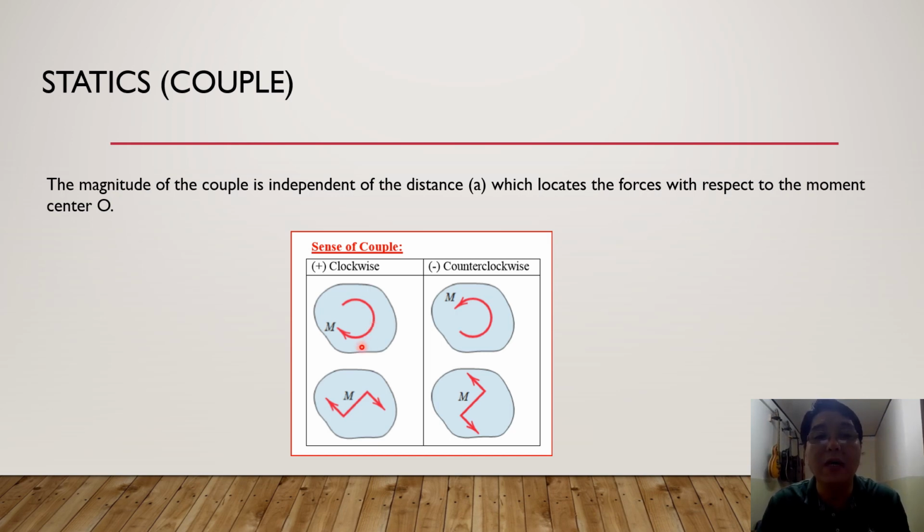Kapag meron tayong ganito na nakita sa mga beams and sa analysis natin mamaya, ang ibig sabihin niyan, clockwise couple or clockwise moment po yun. Okay. Pag naman ganito, counterclockwise po yung moment natin. So, ito, another representation ng couple. Kung mapapansin mo, ang ikot niya is clockwise at dito counterclockwise.